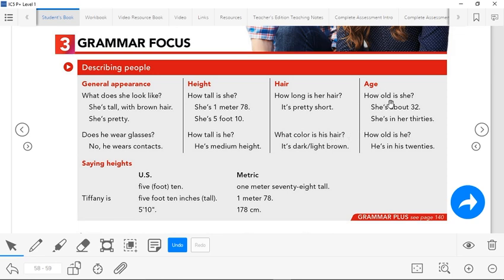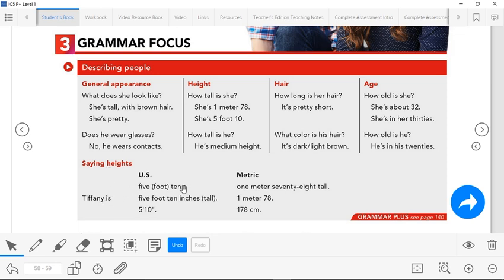Age. How old is she? She's about 32. She's in her 30s. She's in her 40s. She's in her 50s. How old is he? He's in his 20s because he's 29 years old. So he is in his 20s. Okay? Very good. And as I was saying, you can say the heights in different ways.